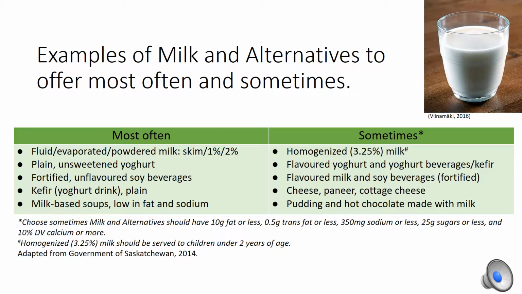There's also flavored milk and soy beverages, as long as they're fortified. There's cheese, paneer, and cottage cheese, and pudding and hot chocolate made with milk. For those items in the choose sometimes alternatives category, they should have 10 grams of fat or less, 0.5 grams of trans fat or less, 350 milligrams of sodium or less, 25 grams of sugars or less, and 10% of the daily value of calcium or more.